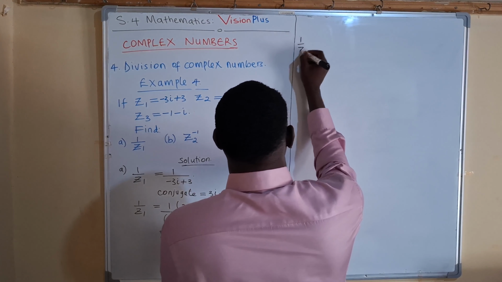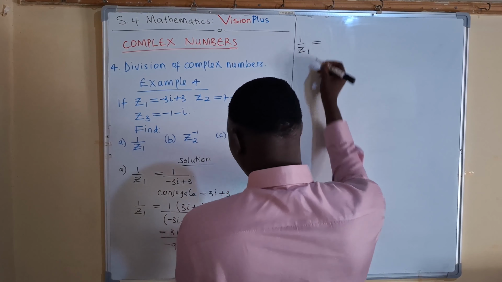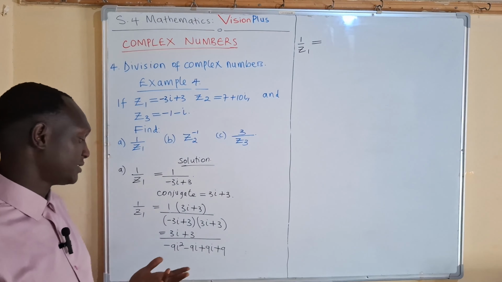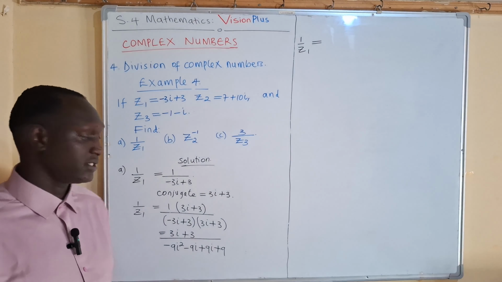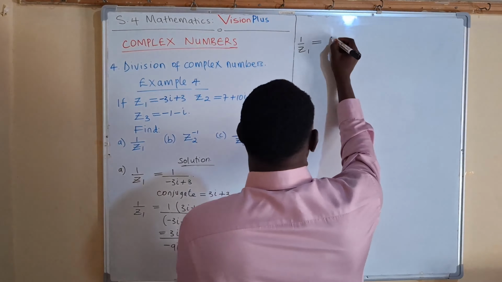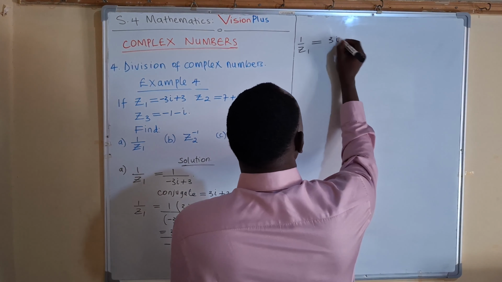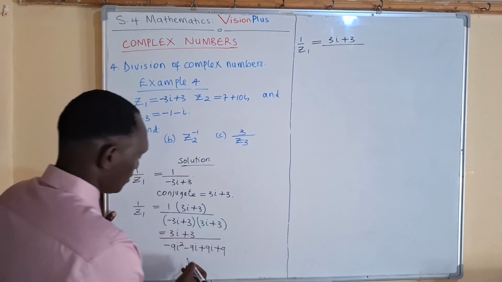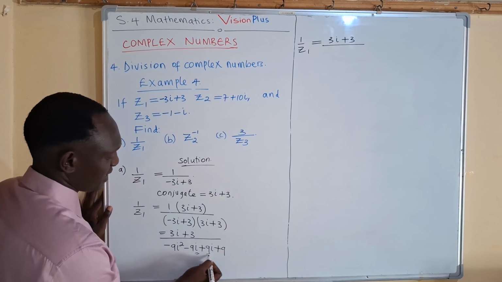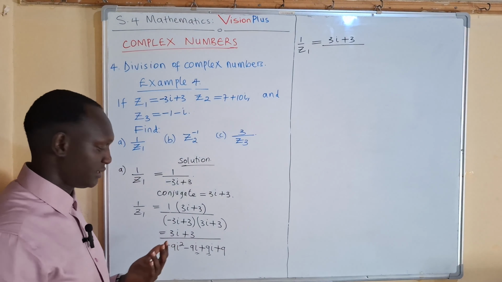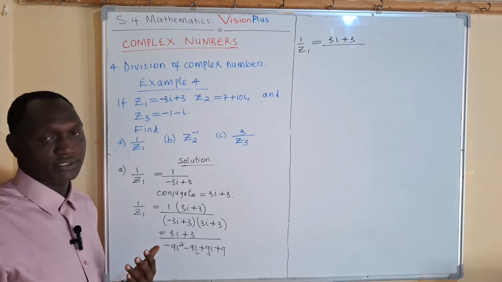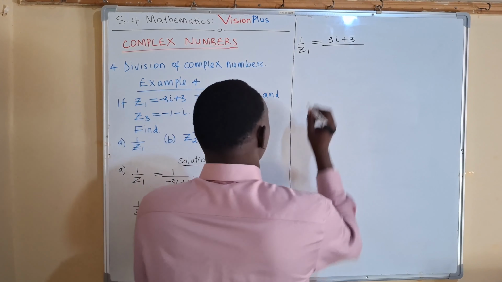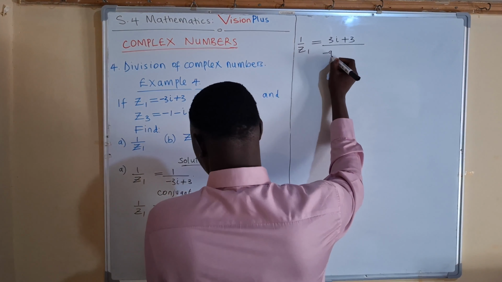This means 1 out of Z1 equals 3i plus 3. They are not compatible and there are no like terms, so there's no way we can simplify them. So we keep them the way they are: 3i plus 3 over, what is negative 9i plus 9i? They cancel out. One is negative and the other is positive, and they are of the same size. They cancel out. So I will have here negative 9i squared.